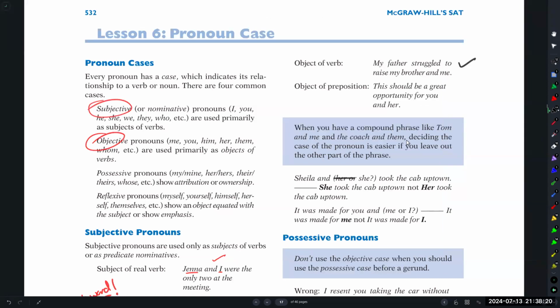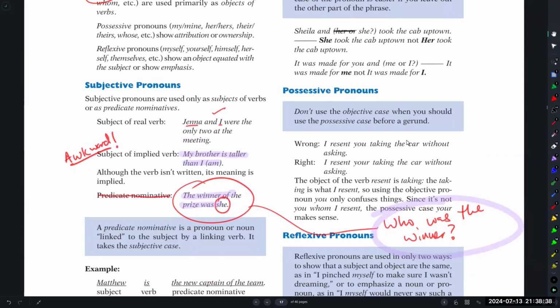This should be a great opportunity for you and her. For you and her. Kick out "you." For her is correct. For she doesn't happen. For her will definitely be an object case pronoun. So you can ignore one of the nouns to really focus on which pronoun it needs to be.